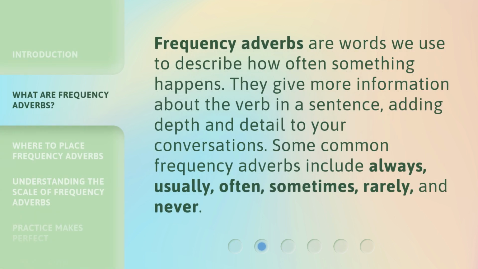Frequency adverbs are words we use to describe how often something happens. They give more information about the verb in a sentence, adding depth and detail to your conversations. Some common frequency adverbs include always, usually, often, sometimes, rarely, and never.